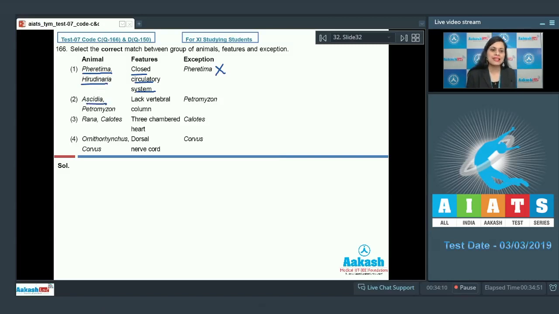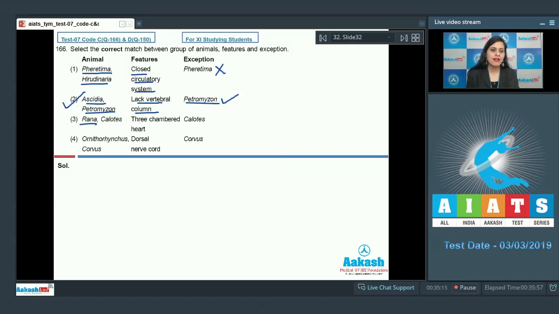The next option is Ascidia and Petromyzon. Feature, lack vertebral column. Exception, Petromyzon. And as it is a correct option, so this is a correct answer to our question. Because Ascidia, which belongs to the subphylum Urochordata, lacks vertebral column. But Petromyzon, which belongs to the class Cyclostomata, has cartilaginous vertebral column. So this is an exception to vertebral column.